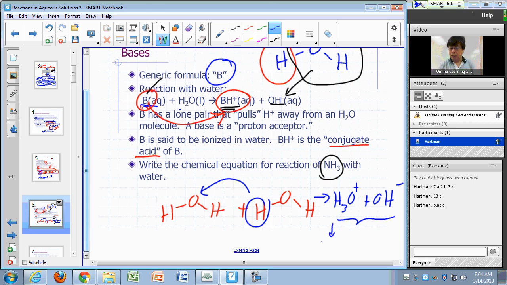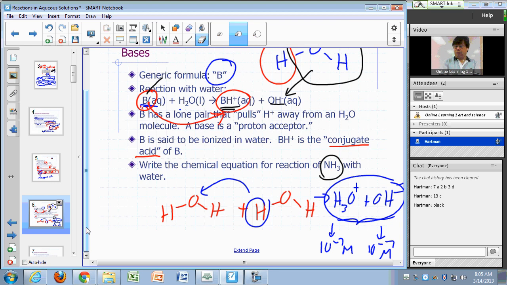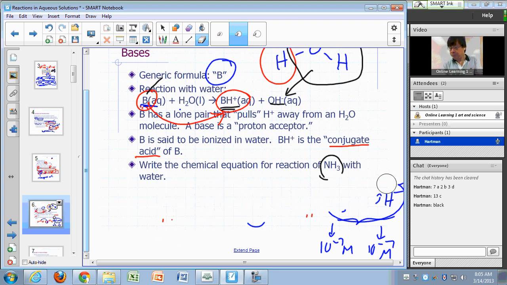Each one of these will be 10 to the negative 7 moles per liter, so 10 to the negative 7 molar. So pure water will have equal amounts of hydronium ion and hydroxide ion. It's when you add something else that would alter that balance of hydronium and hydroxide ions that you end up with what we would call an acidic or a basic solution. So this transfer of proton from one water molecule to another is called autoionization of water, and we'll learn more about that in a later chapter.